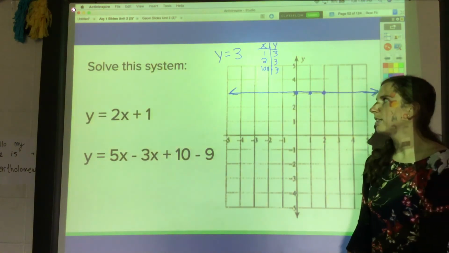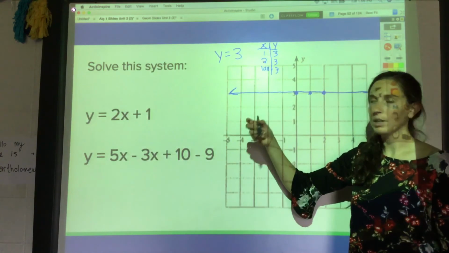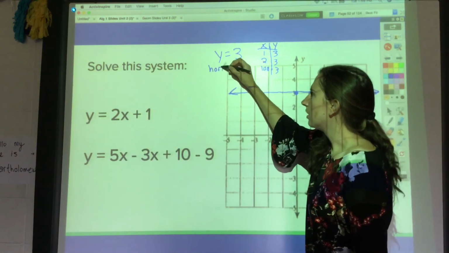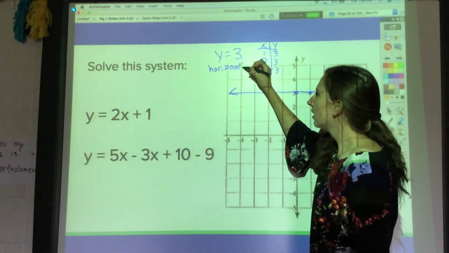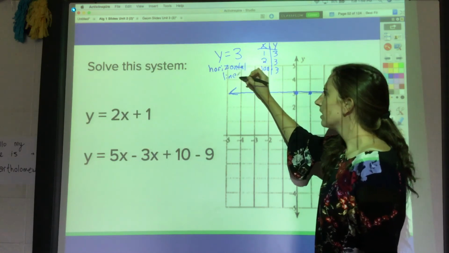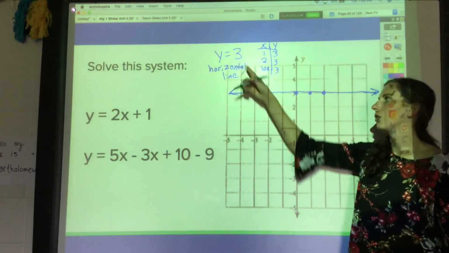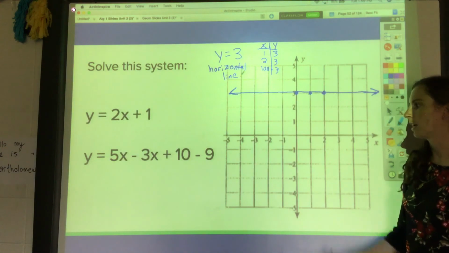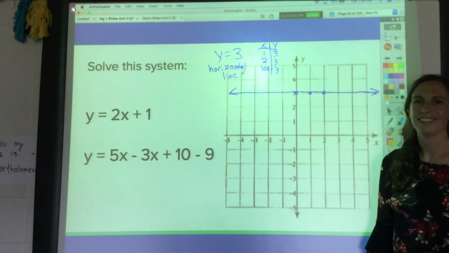So anytime you get something that's just y equals a number, it's going to be a horizontal line. Just look out for that. It doesn't have a slope of 3, it's literally just 3. No matter what x is, y is 3.